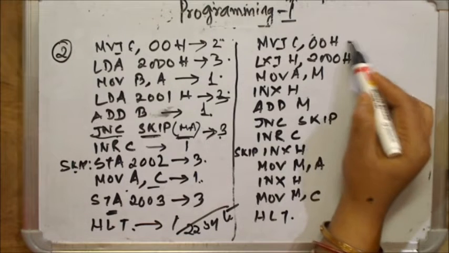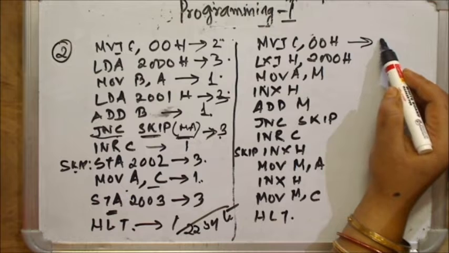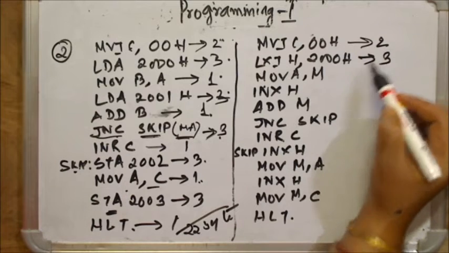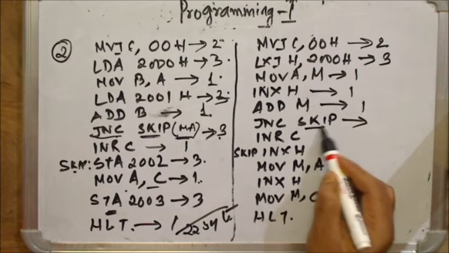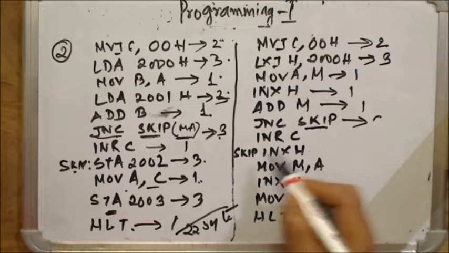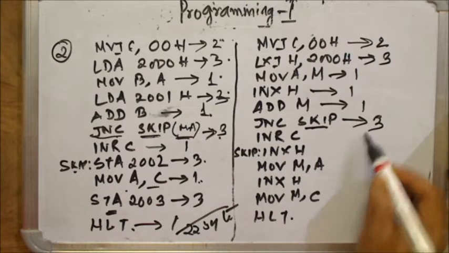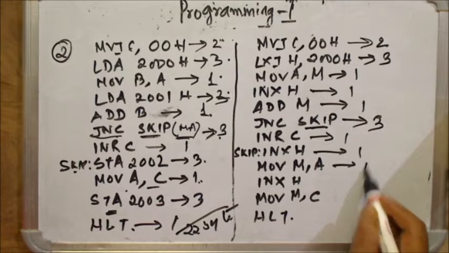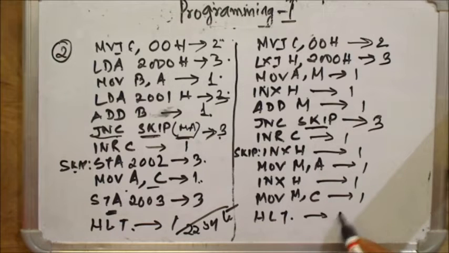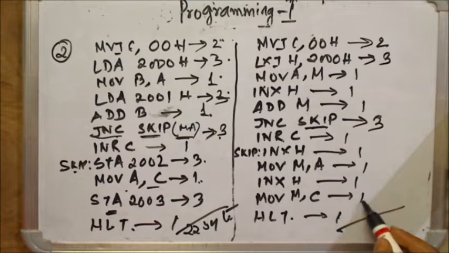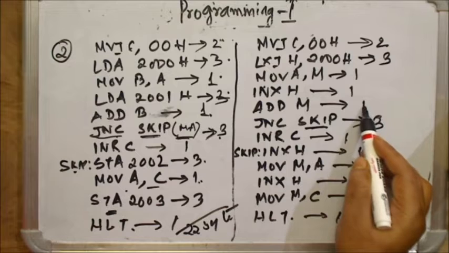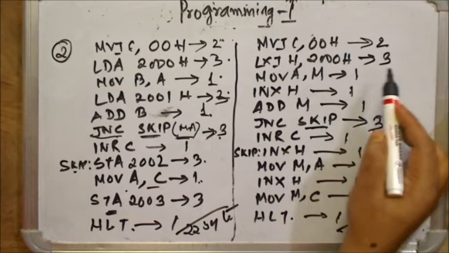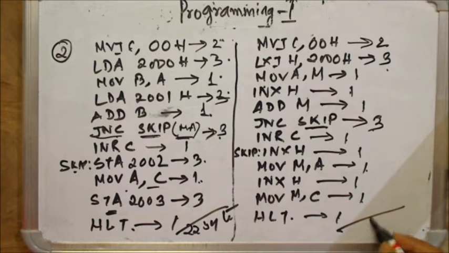Now let's see here. This is a 2-byte instruction, this is a 3-byte instruction, this is a 1-byte instruction, this is a 1-byte instruction, this is a 1-byte instruction, this is again 3 bytes because this is a memory address. This is a 1-byte instruction, this is 1 byte, this is 1 byte, this is 1 byte, this is 1 byte, this is 1 byte. So in total, 1 plus 1, 2; 2 plus 1, 3; 3 plus 1, 4; 4 plus 1, 5; 5 plus 1, 6; 6 plus 3, 9; 9 plus 1, 10; 10 plus 1, 11; 11 plus 1, 12; 12 plus 3, 15; 15 plus 2, 17. So this is a total of 17-byte program.